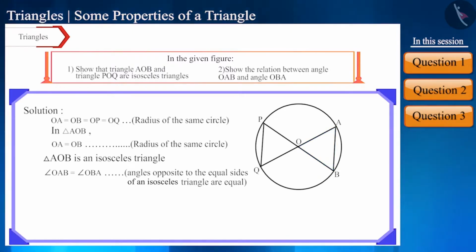Similarly, we can also prove triangle POQ to be an isosceles triangle. Pause the video and try to prove it yourself.